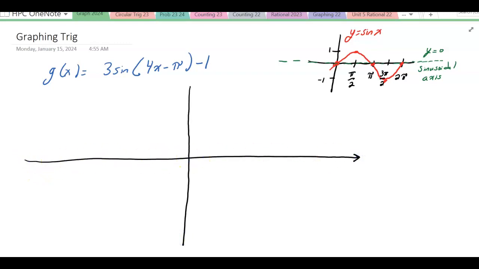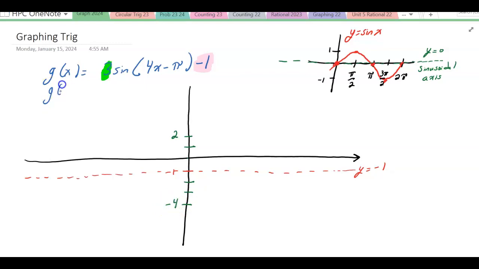We know that the sinusoidal axis is at y equals -1. So I'll go down to -1 and I will draw the sinusoidal axis. We know the amplitude is 3. So from -1, I'm going to go up 3, 1, 2, 3, so the maximums will occur at 2, and then down 3, 1, 2, 3, so the minimums will occur at -4.